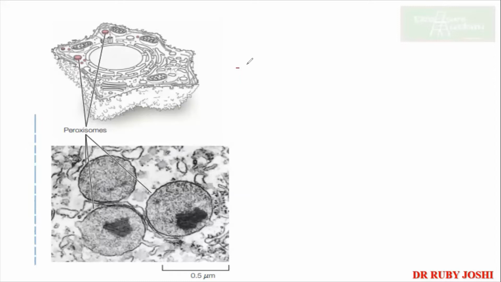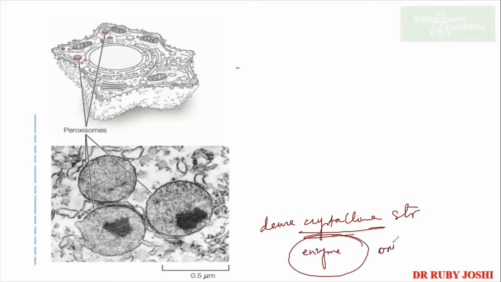Absolutely correct. If you see these three structures, in the peroxisome at the center they always find a dense crystalline structure. This dense crystalline structure is because of the enzymes which they have, especially oxidases. As I said, in the case of lysosomes we have hydrolases to degrade the stuff, whereas in the case of the peroxisomes, oxidases are there.